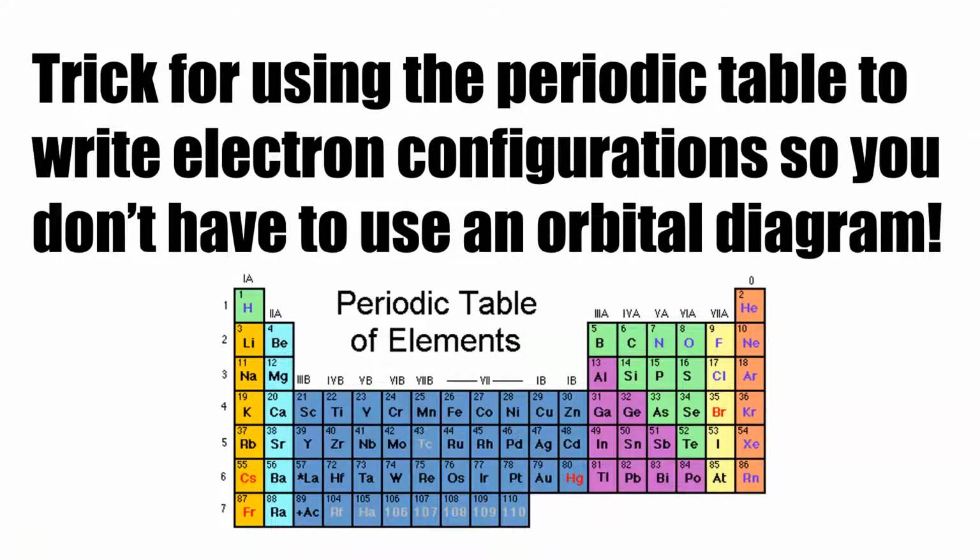Hi everybody, today I'm going to show you a trick for using the periodic table to help you write your electron configurations. Once you know how to use this trick, you won't have to use an orbital diagram anymore. The periodic table is going to help us see how the orbitals are organized.